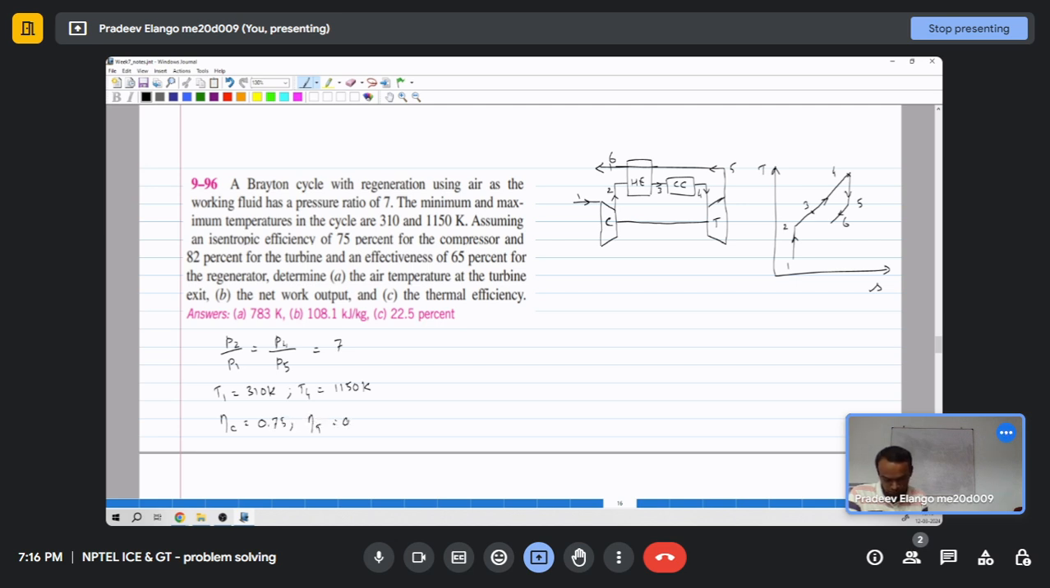For the regenerator, determine the air temperature at the turbine exit. Okay, so turbine exit is T5. I have to write T5, and the net work output W net, and the thermal efficiency.